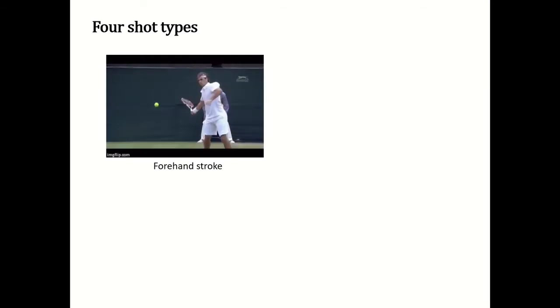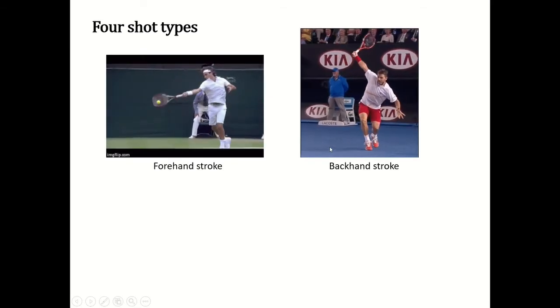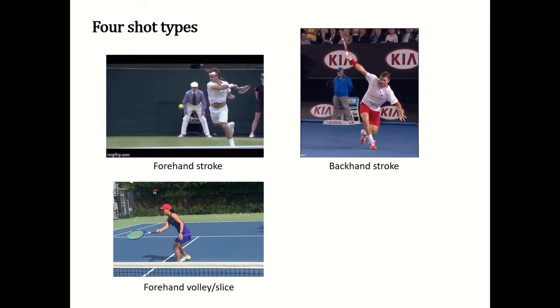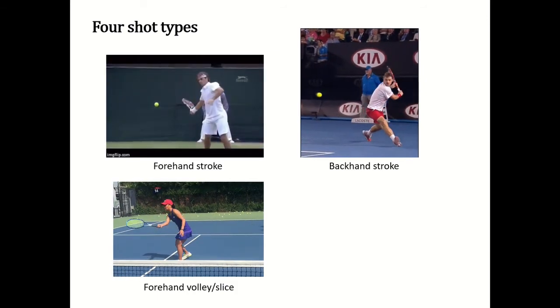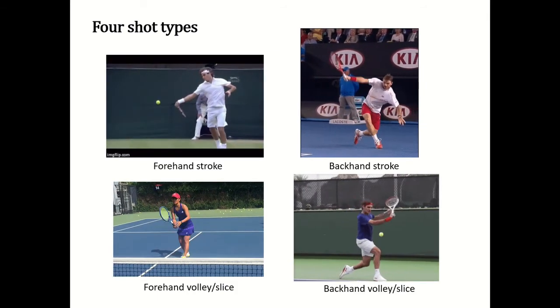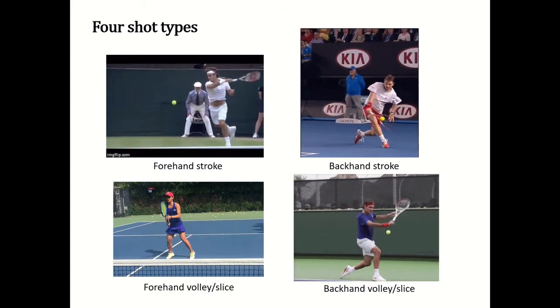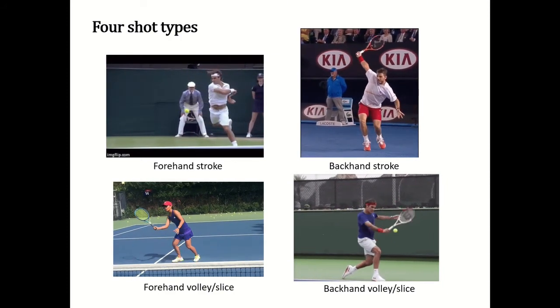So these are the four basic shot types in tennis. This is the forehand stroke. This is the backhand stroke. And this one shows the forehand volley or slice. And this is the backhand volley or slice. Because volley and slice are so similar, we put them together.